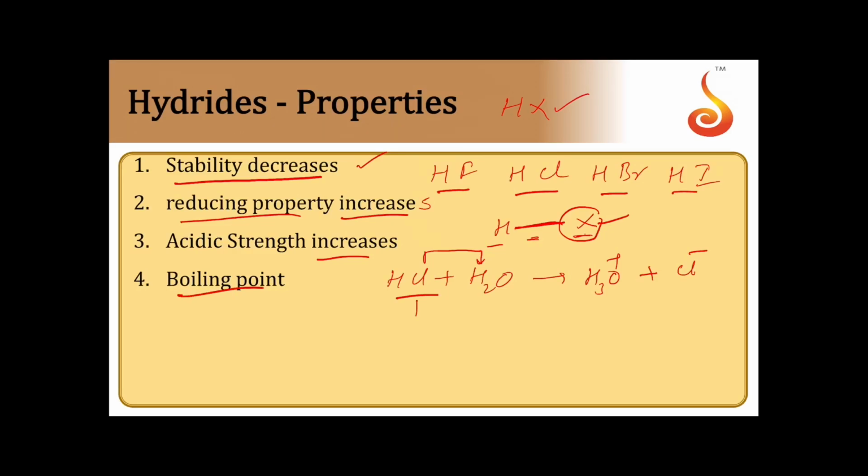Coming towards boiling points, because all molecules are covalent in nature, the boiling points depend basically upon the molar mass of the compounds. And the molar mass of the compounds increases down the group, thereby boiling points have to increase. The only exception is HF, because HF has hydrogen bonding, therefore the molecule has the highest boiling point. So HCl has the least boiling point, then next higher is HBr, next higher is HI, and the highest is HF because of the hydrogen bonding. This is the order of boiling points.